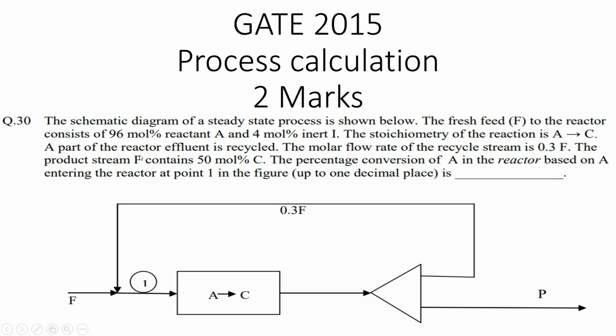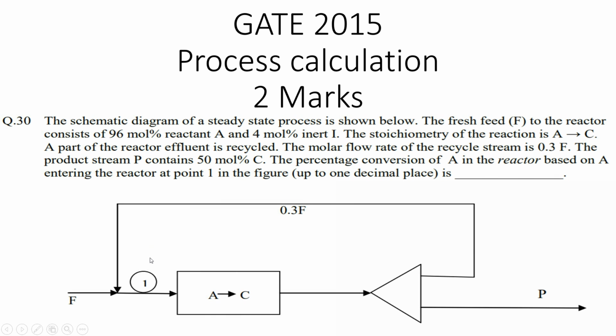A part of the reactor effluent is recycled. You can see here, the molar flow rate of the recycled stream is 0.3 F. The product stream P contains 50 mole percent C, here 50 mole percent C. The percentage conversion of A in the reactor, based on A entering the reactor at point 1 in the figure.